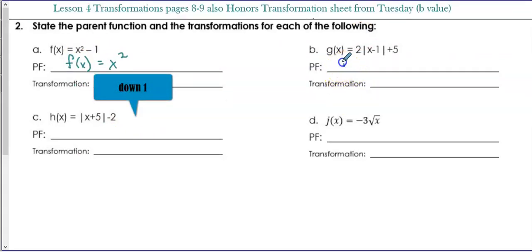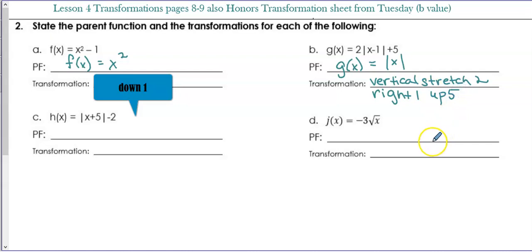So the parent function, I don't care if you put all this, you can put y equals, it's fine, would be absolute value of x. And the transformations are, it has a vertical stretch 2, it moved to the right 1, and up 5.